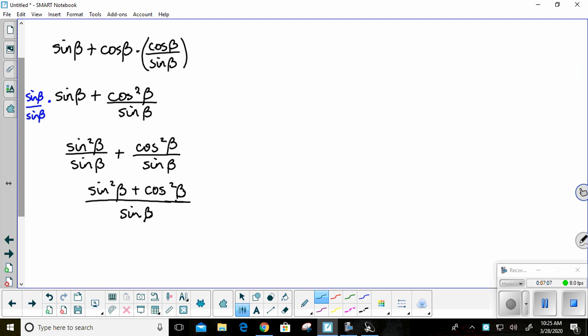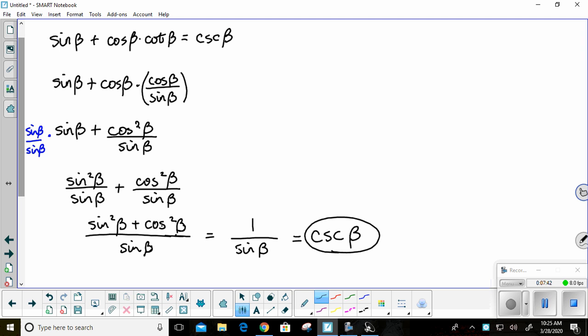Okay, so once again, that trig identity rears its head. What does sine squared beta plus cosine squared beta equal? It equals 1. That's the trig identity, remember? So this is 1 over sine beta, and 1 over sine beta is the trig function cosecant beta. That would be your final step here, and that proves or verifies the identity.